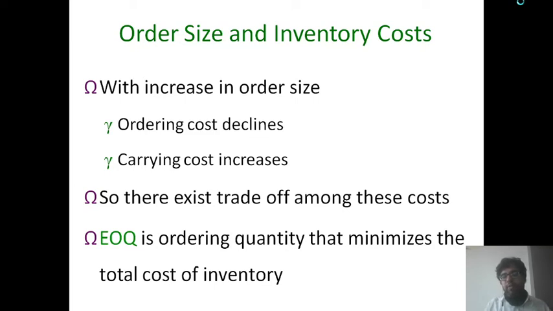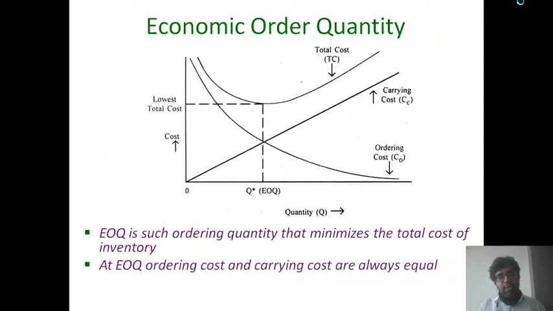Trade-off means negative correlation between these two costs, and for that we have one basic formula known as economic ordering quantity, which is basically a magical formula that shows us how much quantity we should order, and there would be a minimum cost at the intersection point of ordering cost and carrying cost. Let's look at the diagram first.